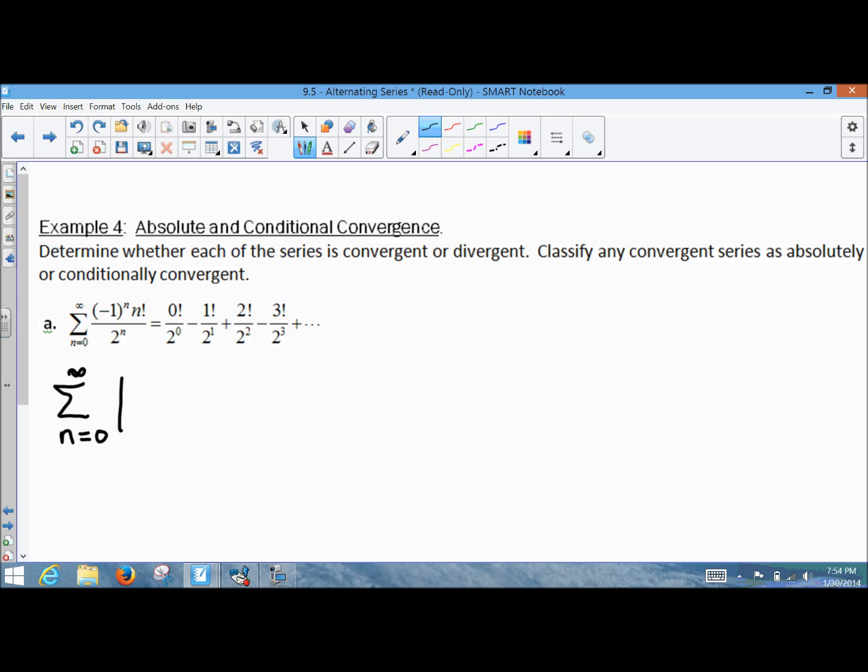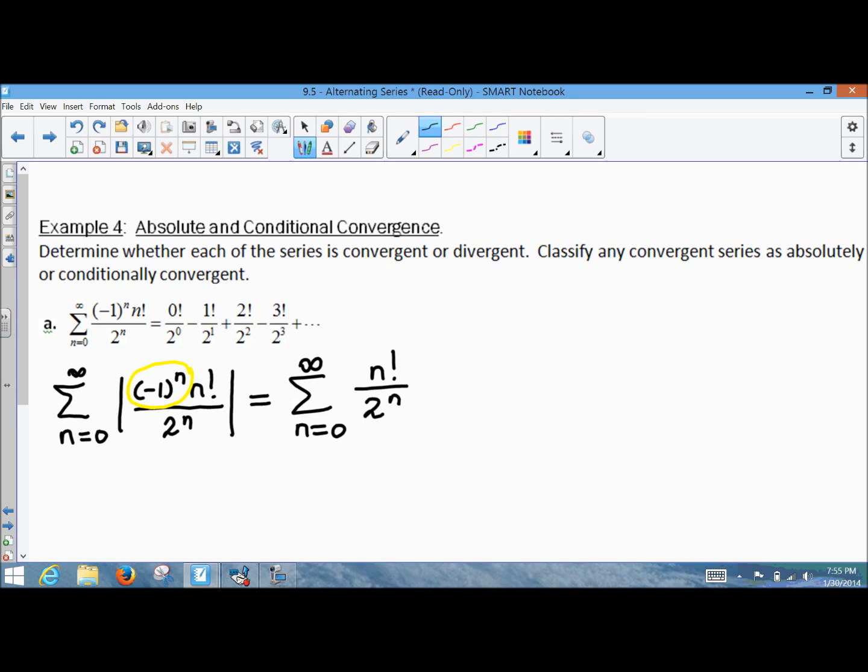Let's take the absolute value of our nth term expression and see where this takes us. Whenever you take the absolute value of what is ultimately an alternating series, it essentially eradicates the alternating component. That's what I like to call -1 to the n or -1 to the n plus 1, the alternating component. So that leaves you with n factorial over 2 raised to the n, and it becomes our job to figure out what this is doing.